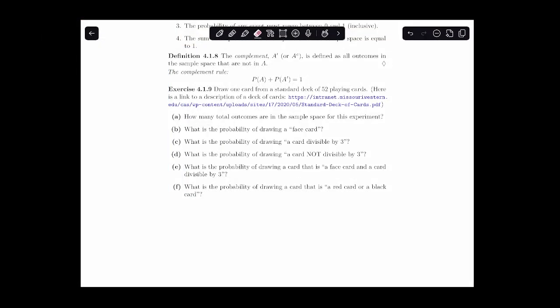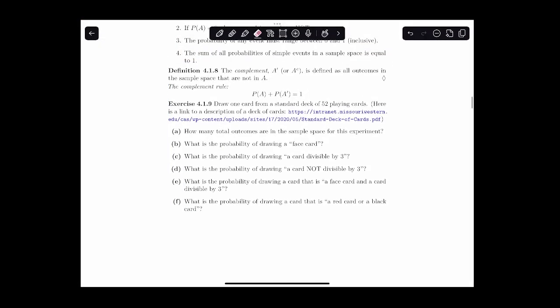So if I draw a picture here, I'm going to use a circle for A. Let's say this is my set A, and let's say this is my sample space out here. The complement of A, which I like to denote with a little c, but our book usually uses an apostrophe, so A apostrophe, is defined to be everything in the sample space that's not in A.